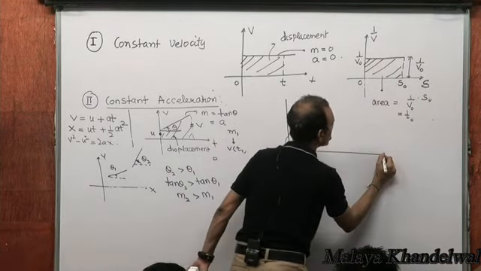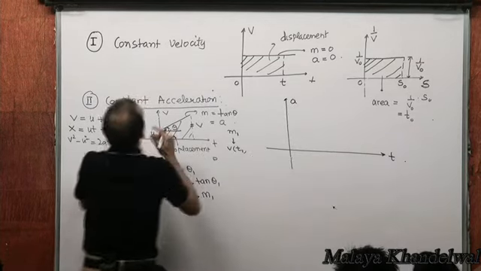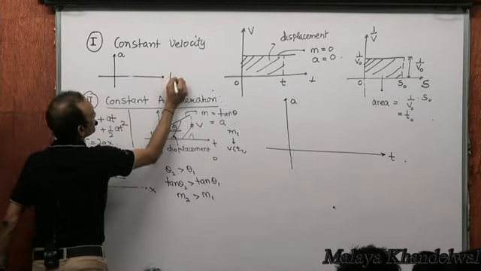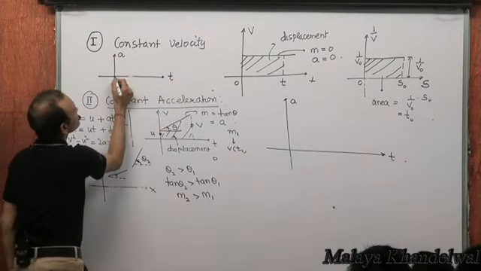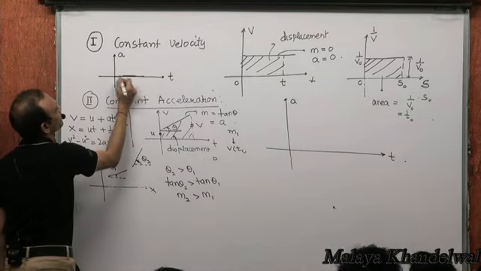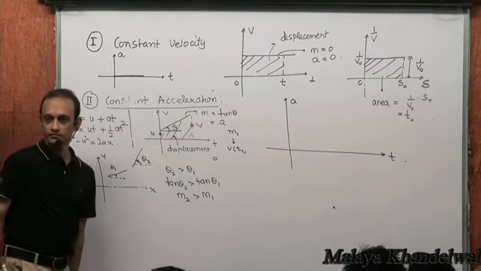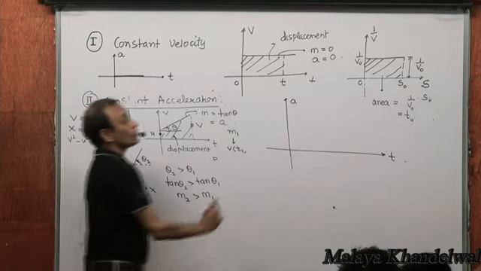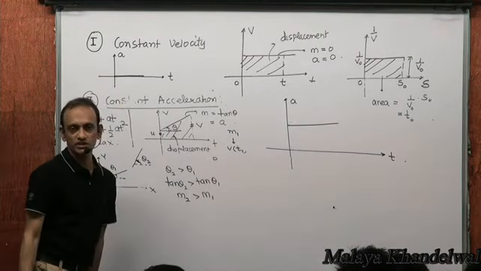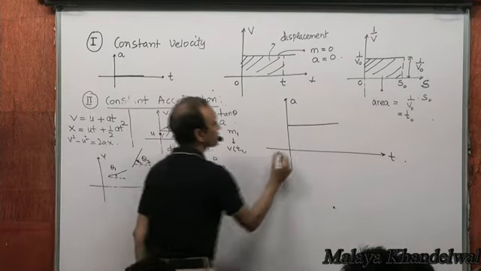Now, acceleration time graph. For a case of constant velocity, what's the acceleration time graph? This. Acceleration is 0 at all times. This is the acceleration time graph for a particle moving with constant velocity, right? For constant acceleration which is non-zero, this is the acceleration versus time graph. Yes or no?